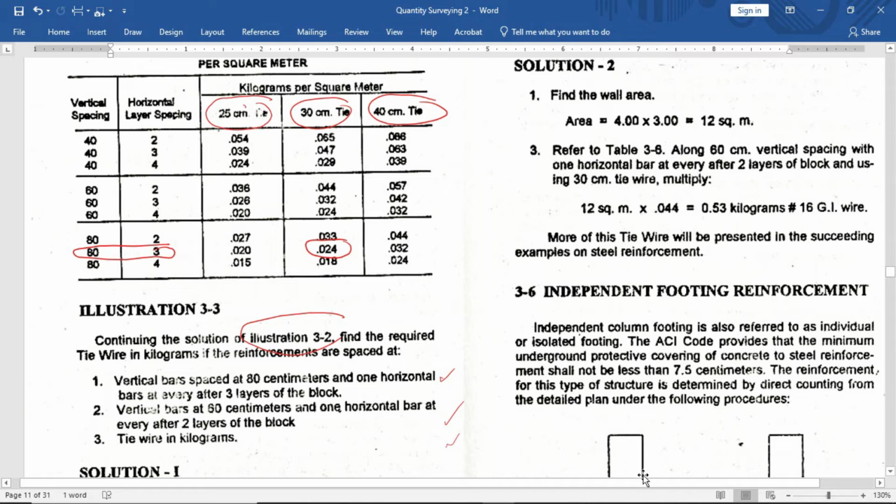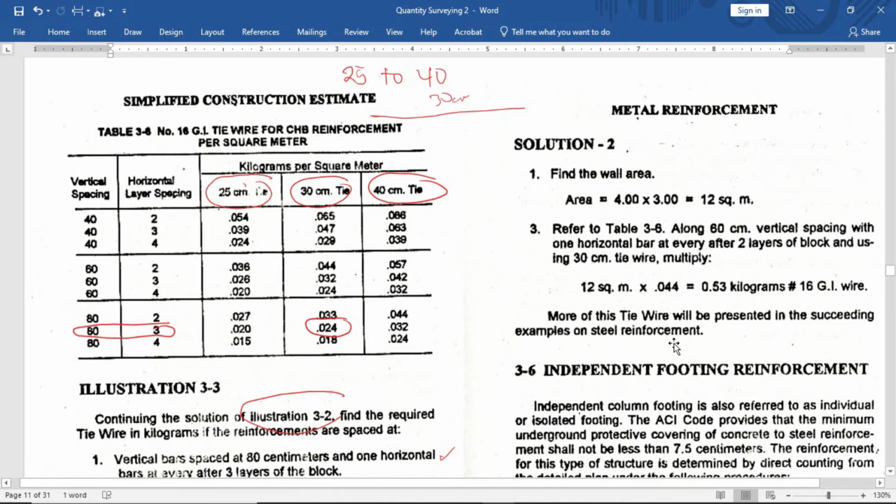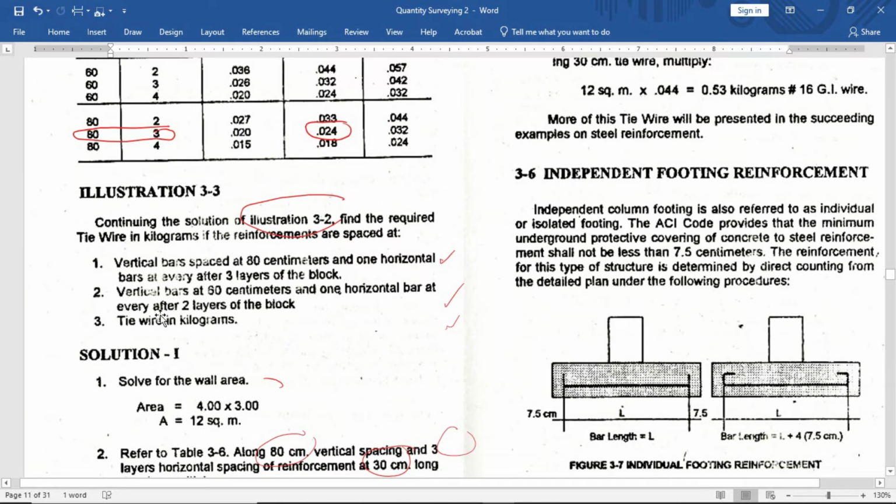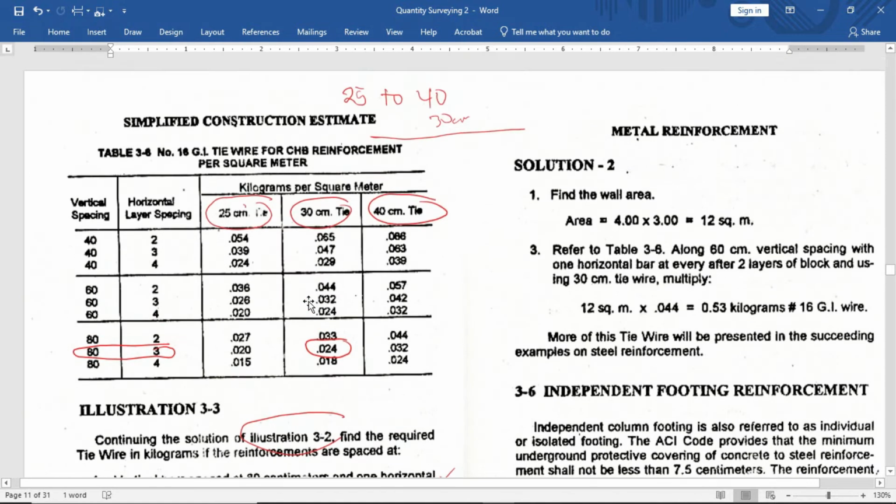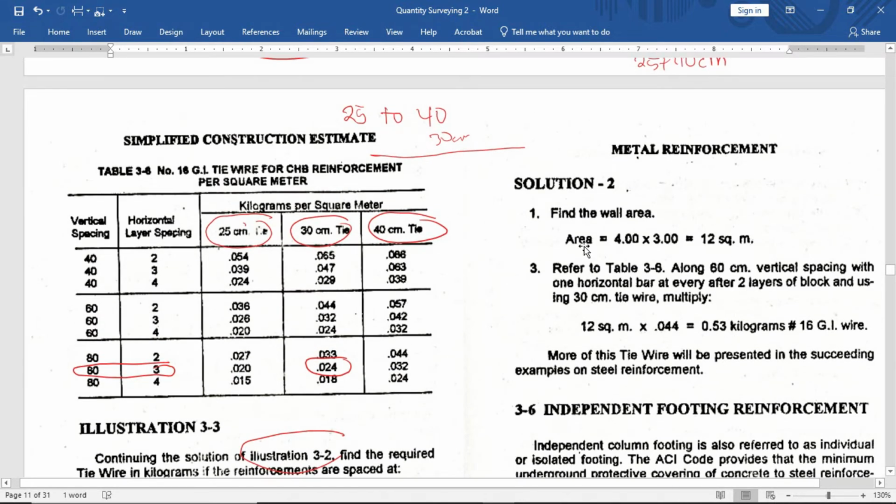So solution 2, ito yan. Vertical bars at 60 centimeters naman, tapos 2 layers lang. So ganyan pa rin yung area, 12 square meters. So yan. So tingin tayo ulit sa 60 centimeters. Ito yan, ito yung tatlo. Since 2 layers lang yung horizontal, ito yan. So ito, yung length ng tie wire is nakadepende sa inyo. So depende yan sa inyo.